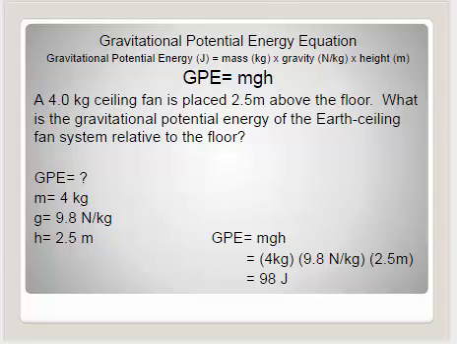M is 4 kilograms. G is 9.8 meters per second squared, or newtons per kilogram. And H is 2.5 meters. Write out your equation, GPE equals mgh, and substitute in 4 for m, 9.8 for g, and 2.5 for h. Go ahead and plug that into your calculator, and you should get 98.